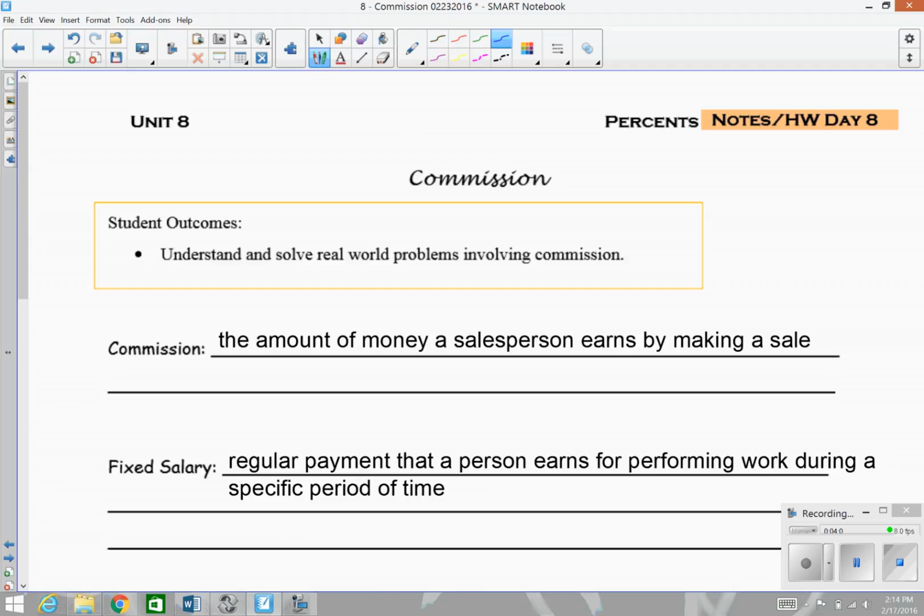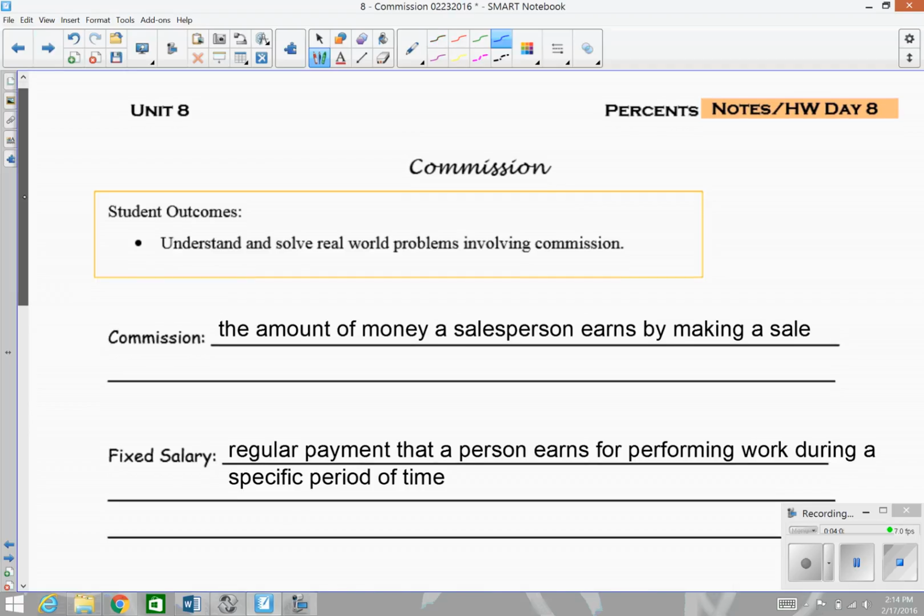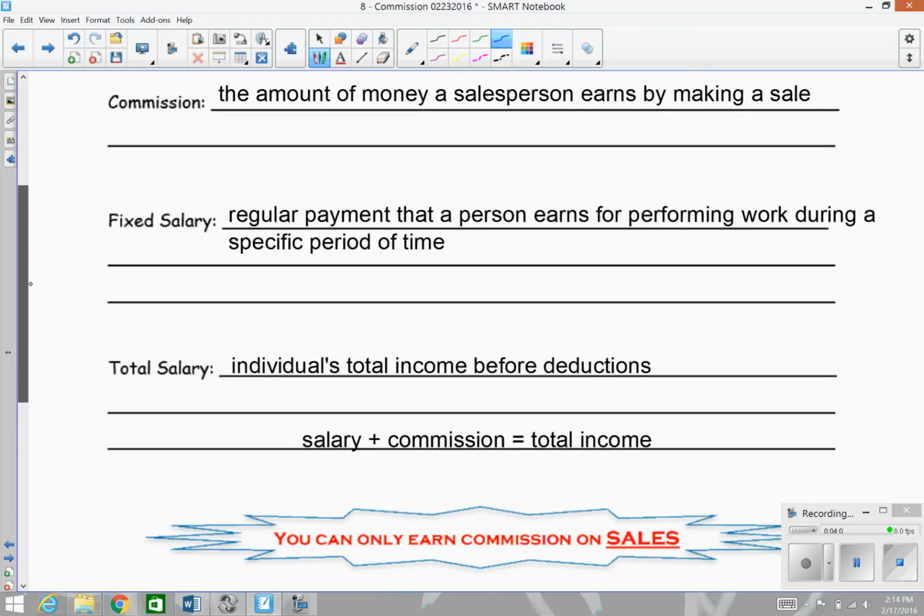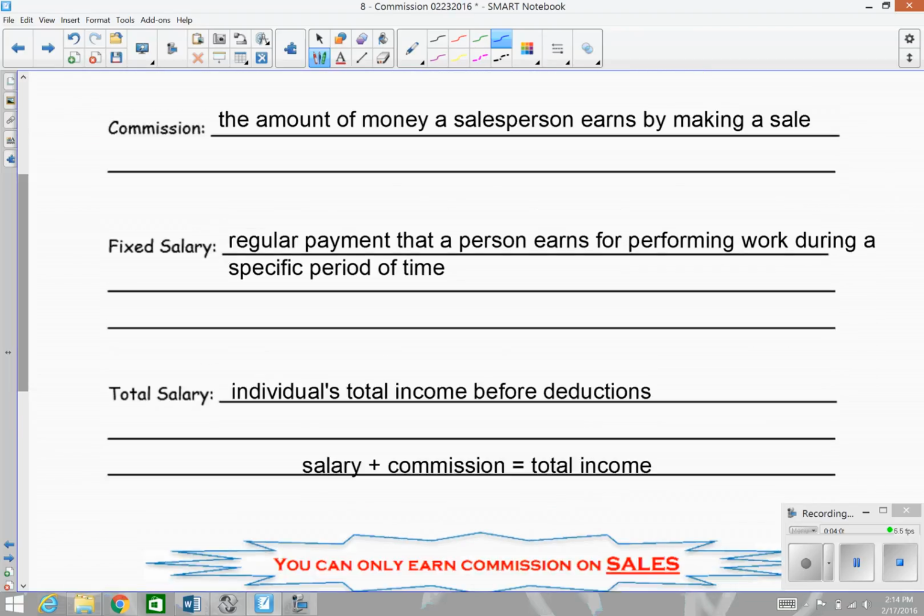Today we are learning about commission. We have a few definitions, so go ahead and write these down, and I'll explain as you do. The commission is the amount of money a salesperson earns by making a sale. The amount of money a salesperson earns by making a sale.